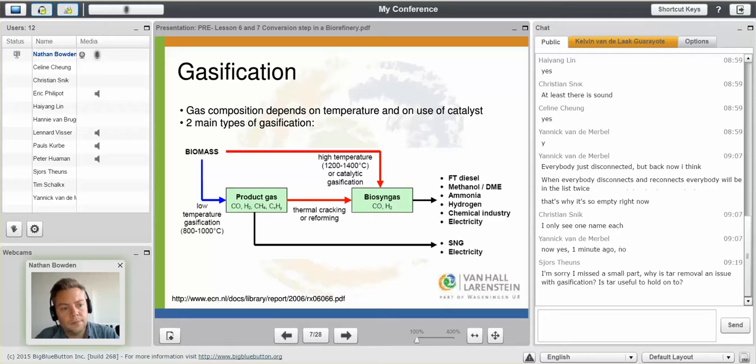The problem with tar is that tar is not a good thing. Tar, just like in your lungs if you smoke, clings to the inside of the pipes and the reactor. So with tar, you have to shut down the process to clean the reactor from tar. So that's a bad thing.